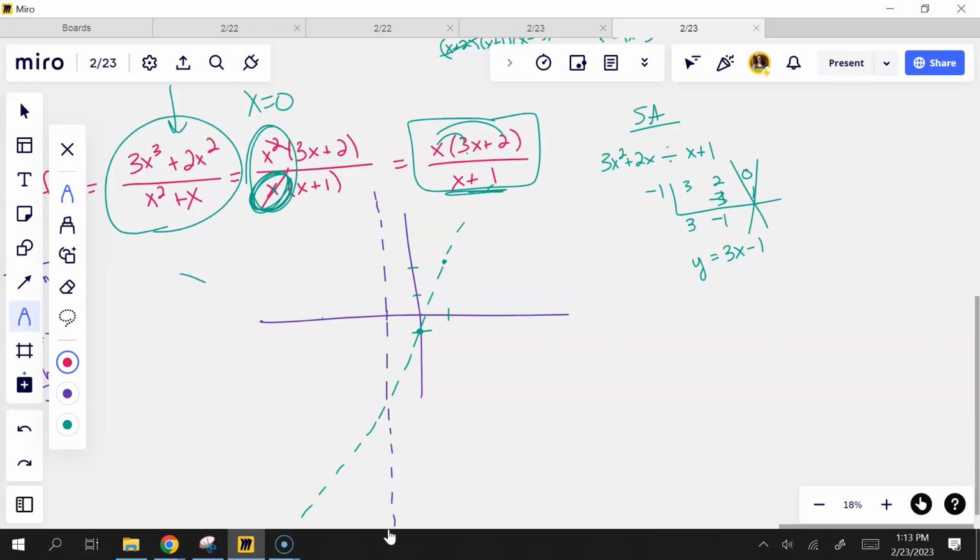Okay, what does the hole look like on the graph? Let's graph it. At x equals 0, what is y? If you plug 0 into the original equation or into the factored, it doesn't matter. You get 0 back out, right? That means at (0, 0), there's a hole.